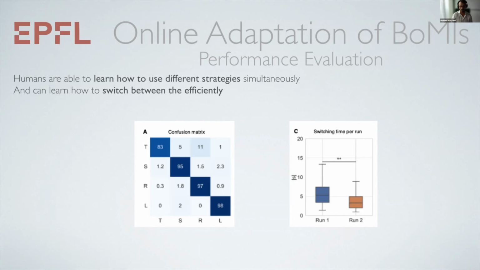So in the first run of the experiment, they took on average more than 6 seconds to switch from one strategy to the next. During the second run, they took less than 3 seconds. So people can actually learn how to switch between strategies efficiently.